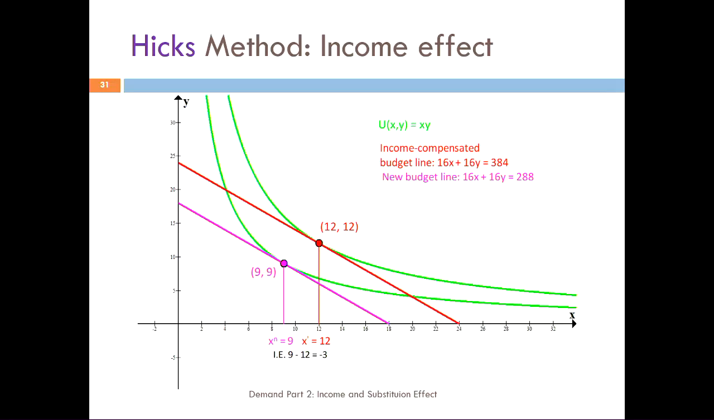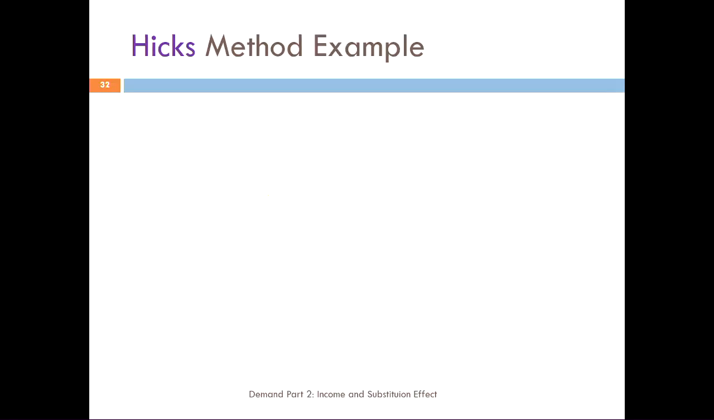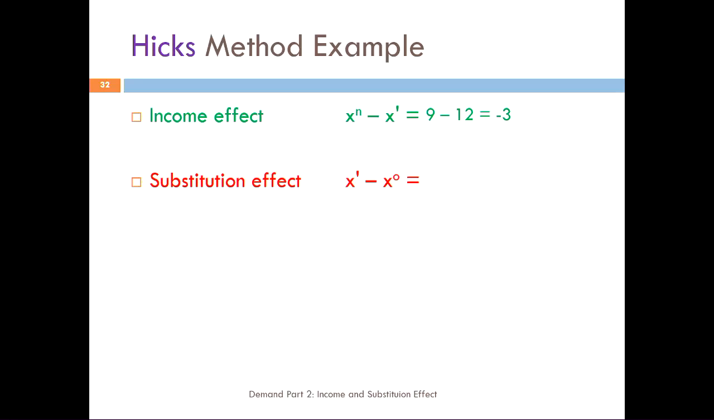So this is a normal good. Remember, for normal goods, if your income goes up, you demand more. If your income goes down, you demand less. So here your real income is going down, from 384 to 288. Your nominal income is going down, and the demand went down. So this is a normal good. If it was an inferior good, demand would have gone up from the income effect. So the income effect is going from X prime to Xn, the hypothetical demand to the new demand, and the substitution effect is going from the original demand to the hypothetical demand.